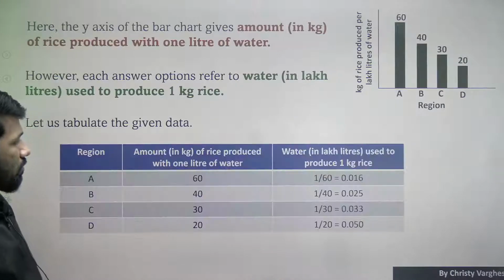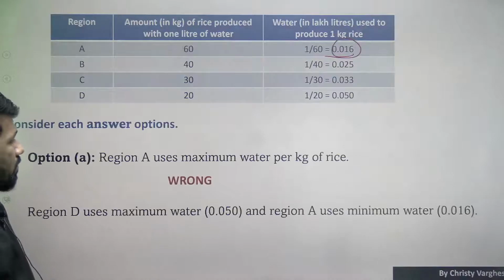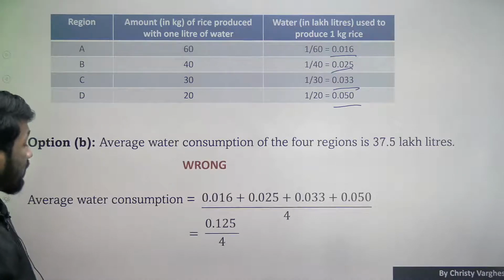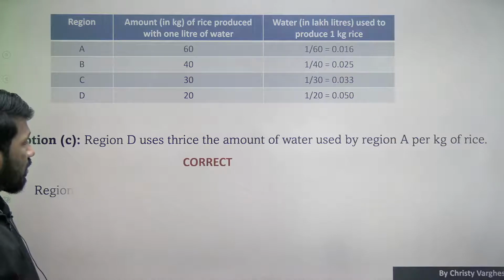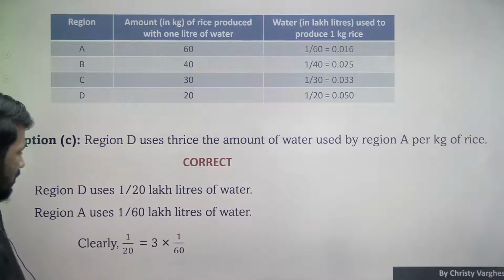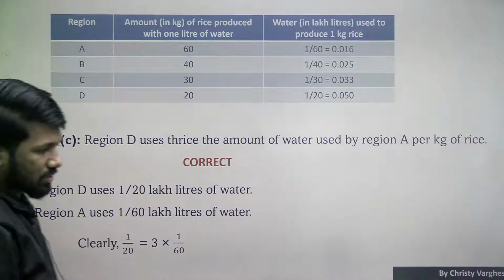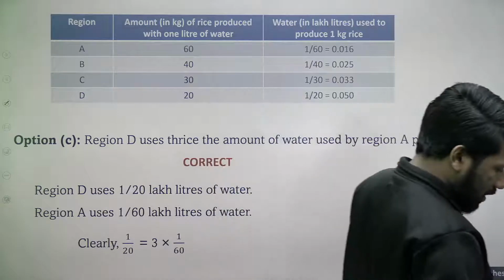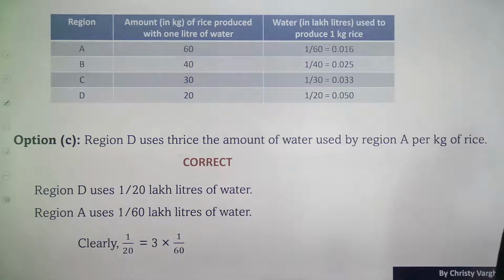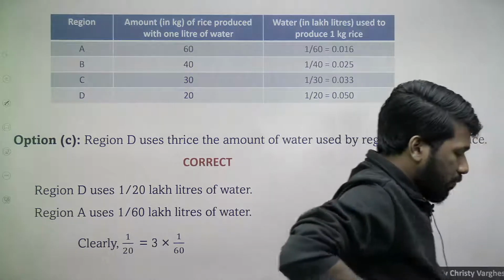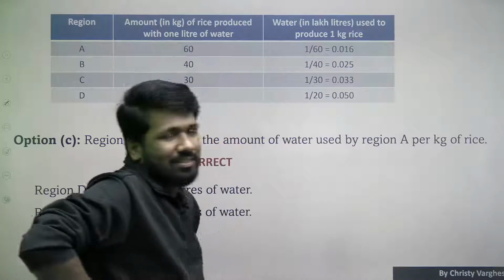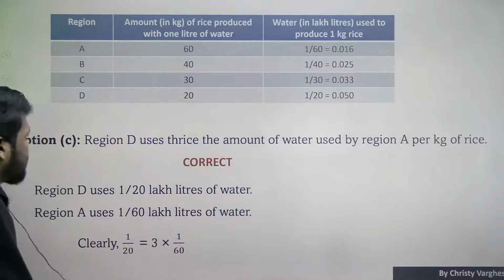Because the decimal value is not needed, direct fraction comparison is easy. This is clear or not? So option C is the correct answer. Very good, many of you got option C as the correct answer. That is totally correct. Clear or not, all of you? Very good question, na? Very good question.